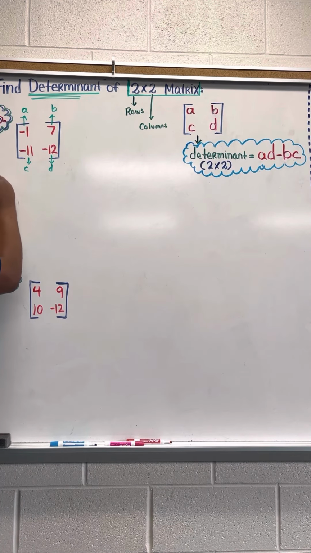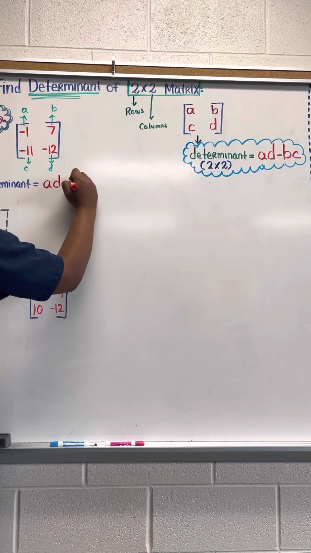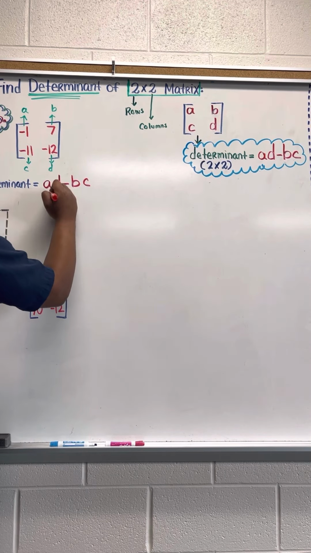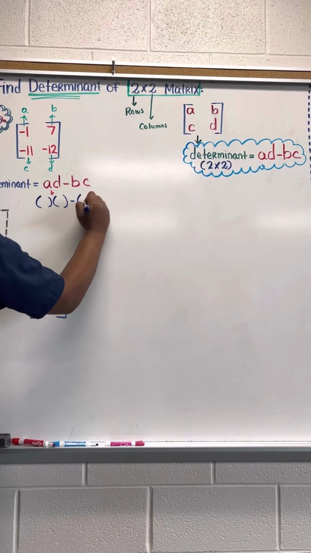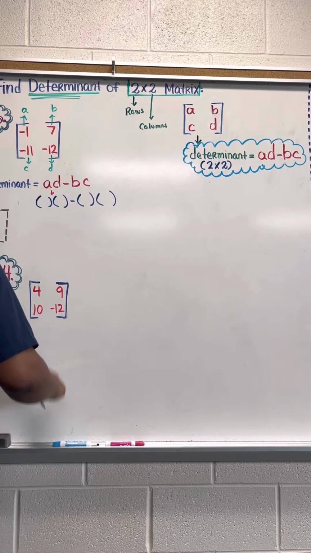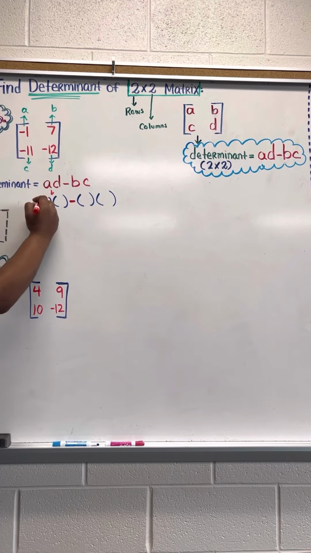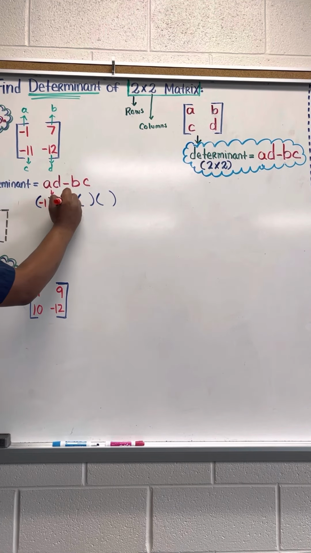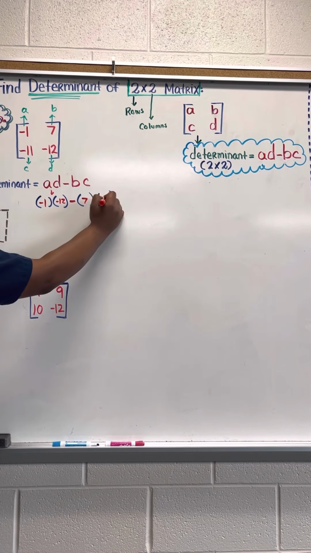So once again, the formula is determinant is A times D minus B times C. So all we're gonna do, ladies and gentlemen, is we're just gonna plug in those values where they go. Okay, so once again, in the A slot, that's -1. So I'm gonna plug -1 in the A slot. The D slot, that's -12. I'm gonna plug -12 in there. The B slot, that's 7. And the C slot, that's -11.